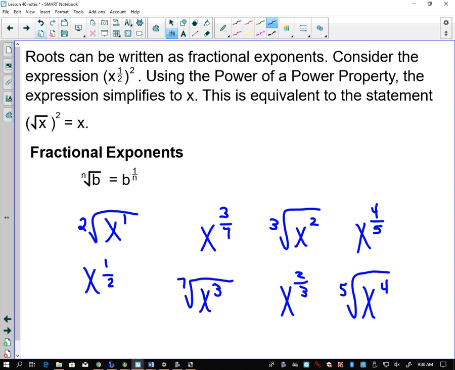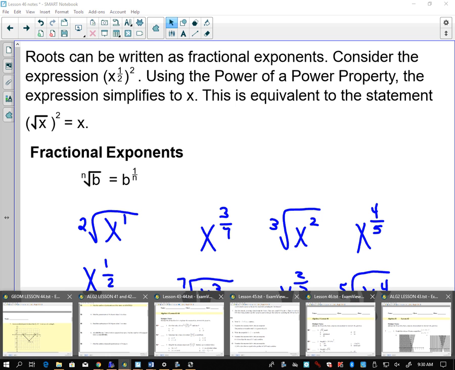Pretty good there? All right? Let's work out a couple of questions. Oh gosh, this is getting hard to see.